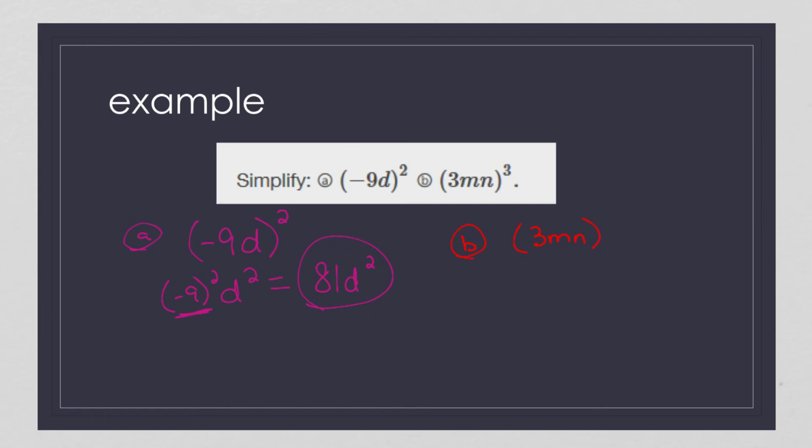3mn. We're raising every piece to the third power. So I've got 3 to the third power, m to the third power, n to the third power. And I can do this math right here. 3 times 3 times 3 is 27. M cubed, n cubed. Okay, that's how you would say that. 27 m cubed, n cubed. You could also say 27 m to the third power, n to the third power.